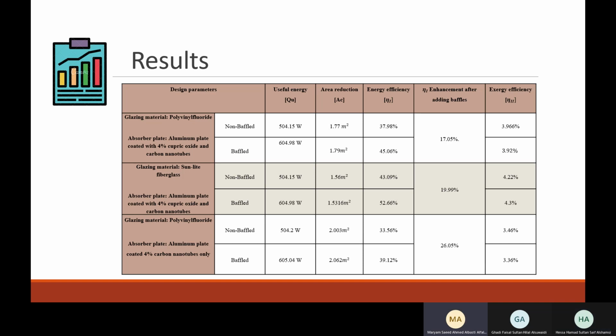For the third case, we have chosen the polyvinyl fluoride and aluminum plate coated with 4% carbon nanotubes only, to see the effect of cupric oxide. As seen from the results, the energy efficiency for this case is lower than the energy efficiency with cupric oxide. As in the first case, the energy efficiency enhancement was found to be 26% after adding baffles, while the exergy efficiency didn't change much. As a result, we will be using cellulite fiberglass and aluminum plate coated with 4% carbon nanotubes and cupric oxide, as it gave us the highest efficiency.